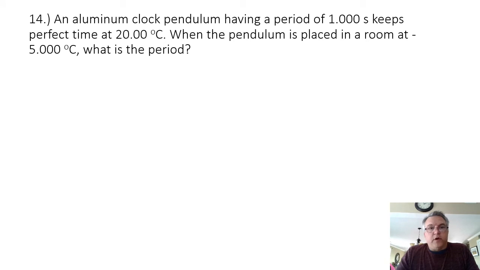Problem number 14. An aluminum clock pendulum having a period of 1.000 seconds keeps perfect time at 20.00 degrees Celsius. When the pendulum is placed in a room at minus 5.000 degrees Celsius, what is the period?